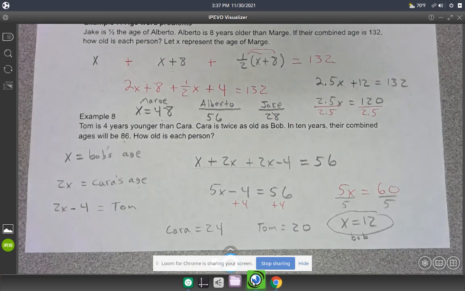Yeah, that's it. All right. I know that one was tough. They're all kind of tough, honestly. Word problems.